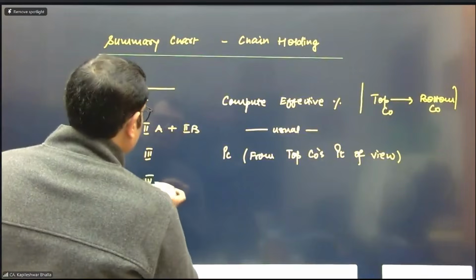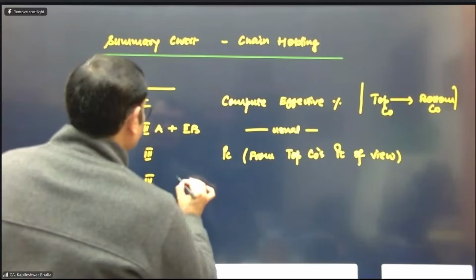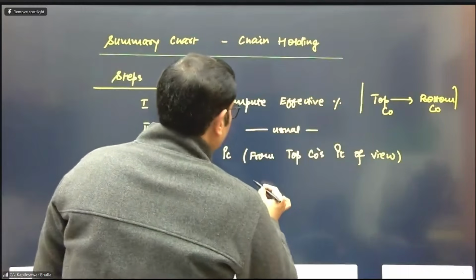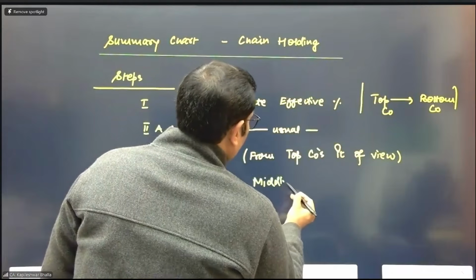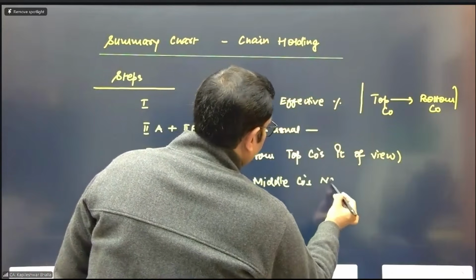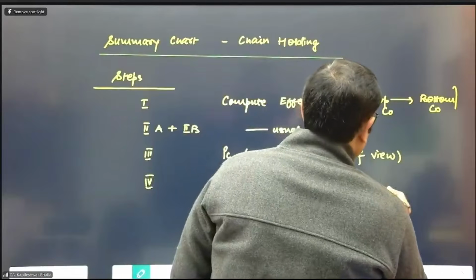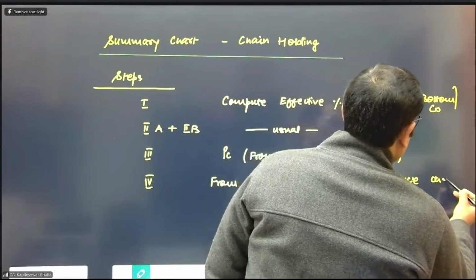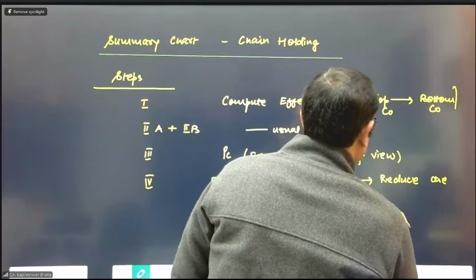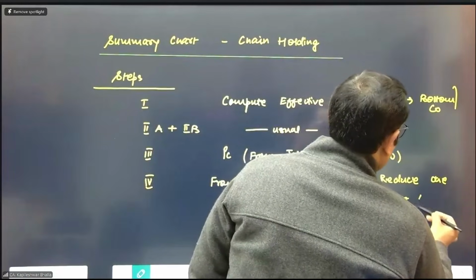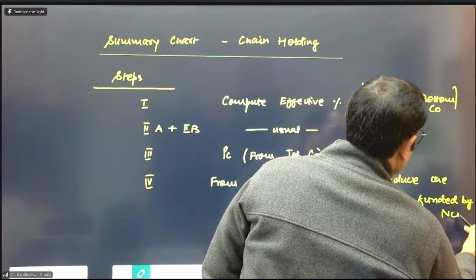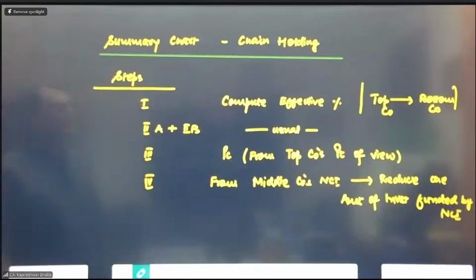Then in terms of step number 4, that is NCI. Can I say from middle companies' NCI, we reduce the amount of investment funded by NCI, the amount which is funded by NCI. So that is the crucial point you need to take care of in terms of step 4.